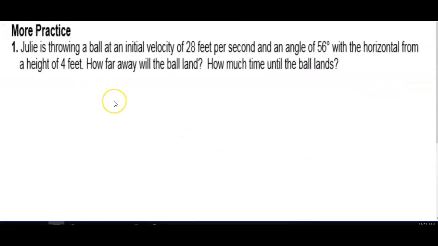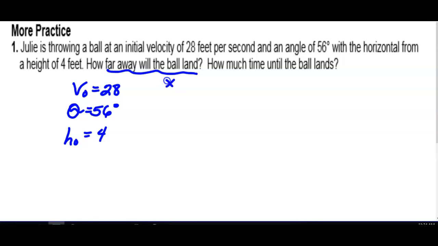All right, Julie's throwing a ball at an initial velocity of 28, and theta is an angle of 56 degrees with the horizon from a height of 4 feet. How far away will the ball land? So we want how far away? We want an x value. Will it land? That means when y is 0. All right, and how much time will it take until the ball lands? Means we want the t value at that same spot.